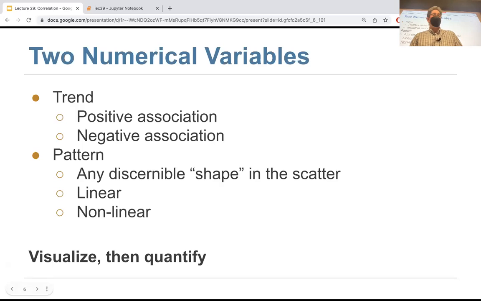So there's the motto for the course, I would say. Visualize first, then. Once you see the pattern you're trying to describe, it makes sense to quantify it by trying to find the slope of the line or something like that. Okay, cool.